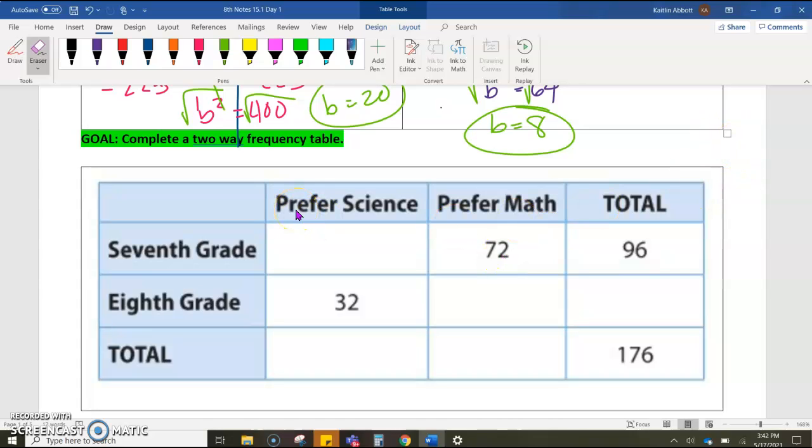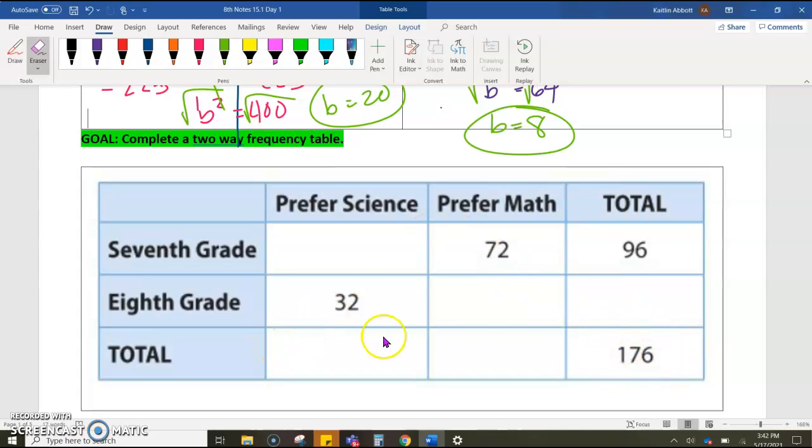With making these tables, you don't want to have too much OCD. You're not going to be able to complete it left to right, left to right, left to right. You got to try to figure out the pieces that you can figure out. So we have a total here. Okay, we have a total here, and we have a total here.